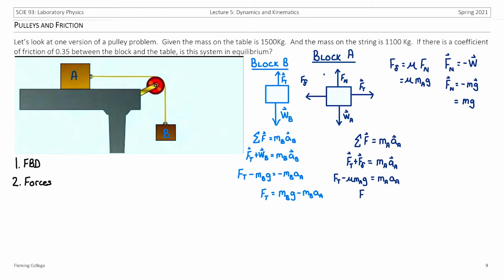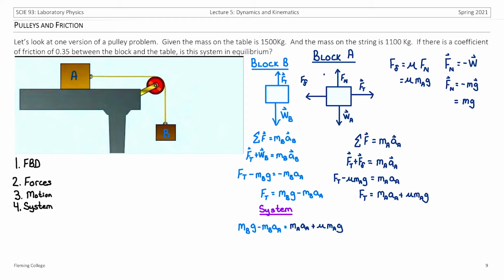Rearranging for tension, we get that the mass of block A times the acceleration of block A plus the coefficient of friction times the mass of block A times gravity. And now we consider the system, setting these two things equal to each other. Again, you may have noticed we skipped over the consideration of motion. And again, that's because when we solve our system, we'll solve for acceleration, and we have no further considerations here.